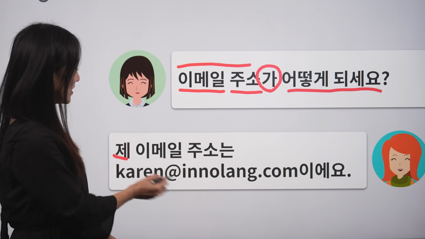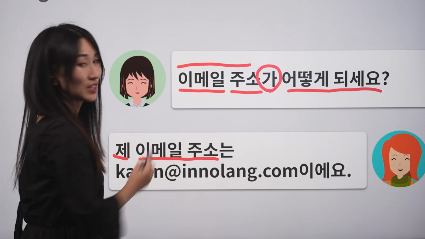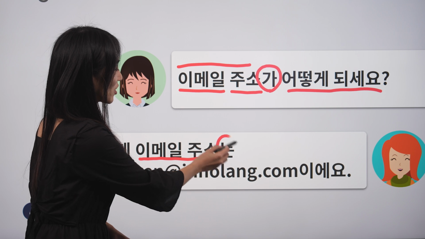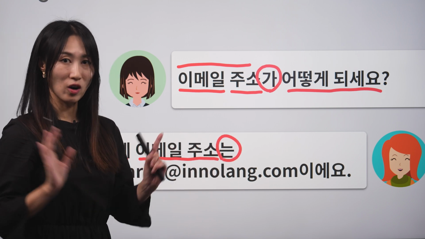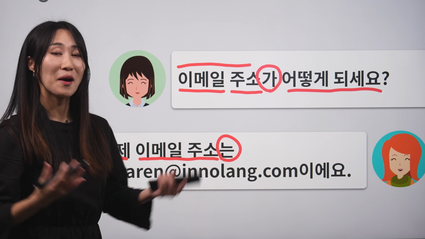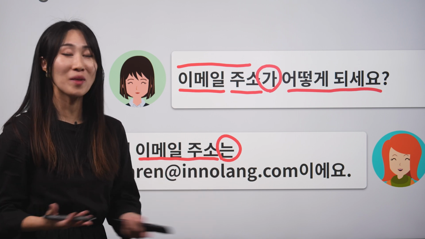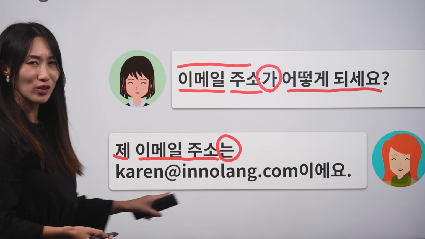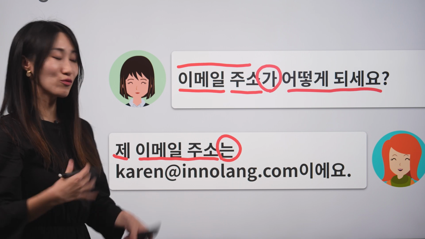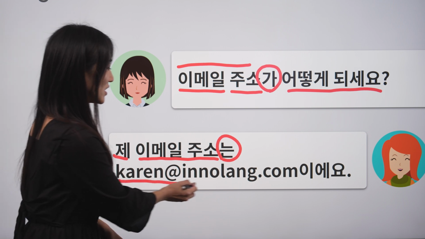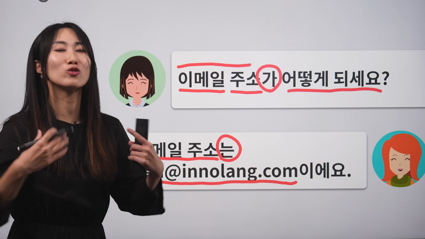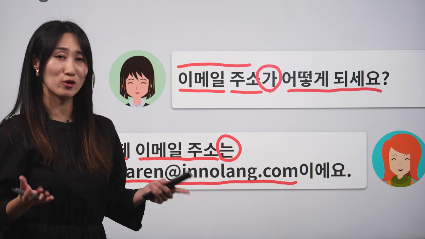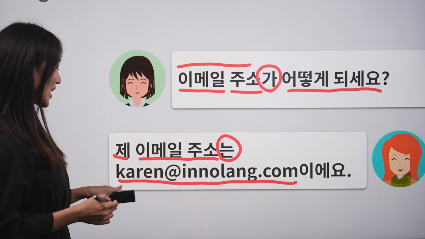My email address, 제 이메일 주소, 는 is the topic marking particle, making 제 이메일 주소 the topic of the sentence, as in my email address, as for my email address. And now, here's the email address. You just read this email address in the Korean pronunciation, or if you think they understand English, you can use some English pronunciation too.